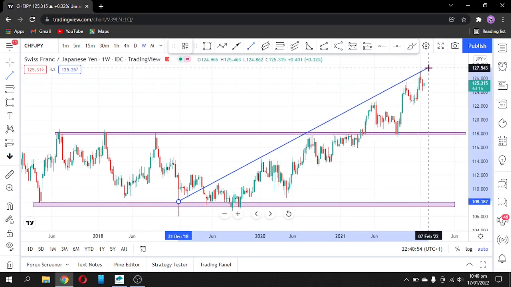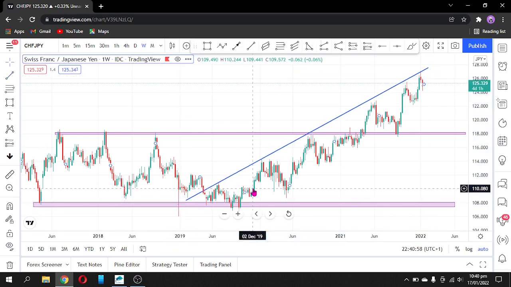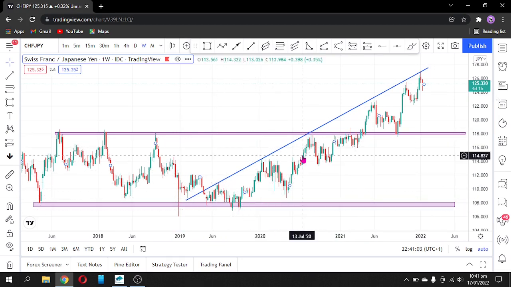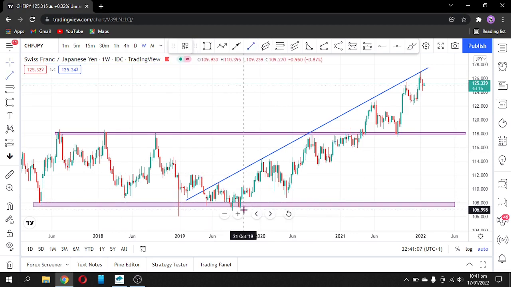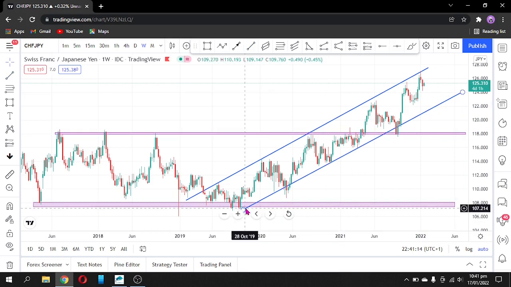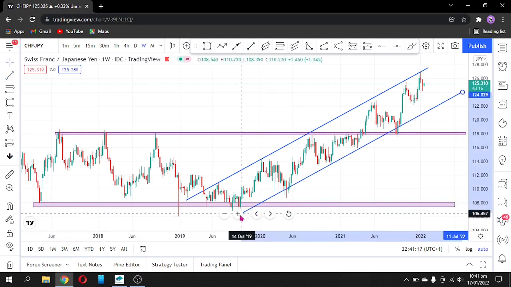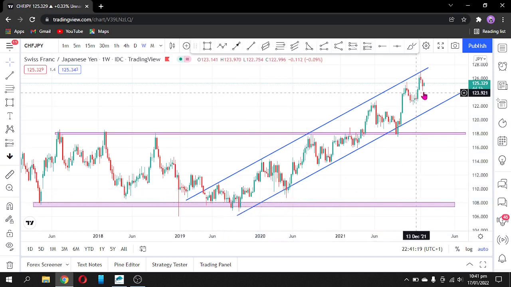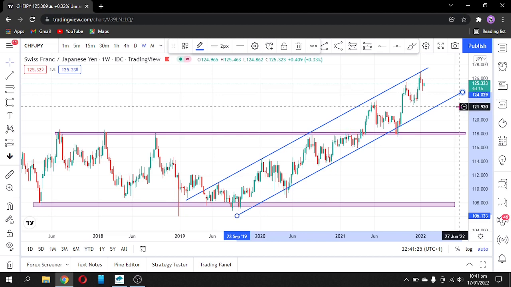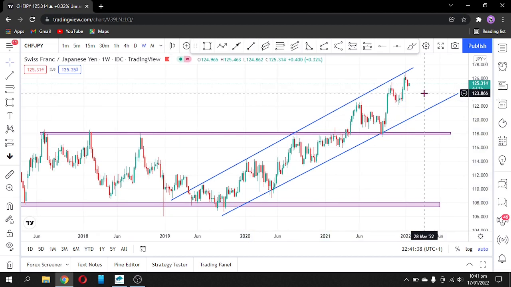This is a linear resistance zone, which you can see price is making higher high and higher low. If we plot out the linear support, you can see price respected this support zone quite a number of times, so this proves to us that this zone is significant and it will be of importance when price comes back to these zones.